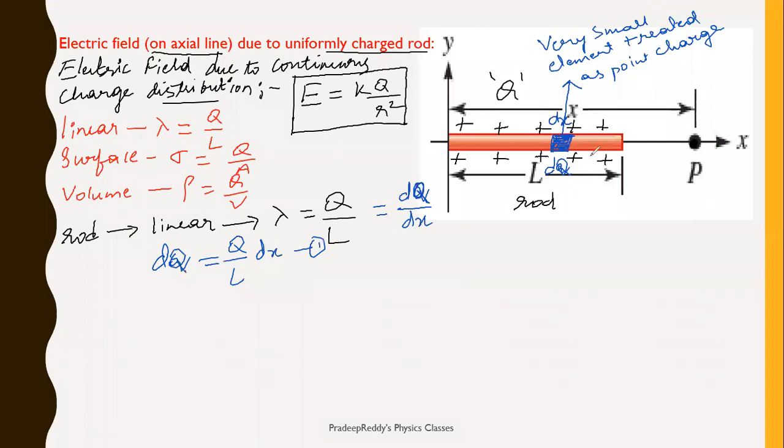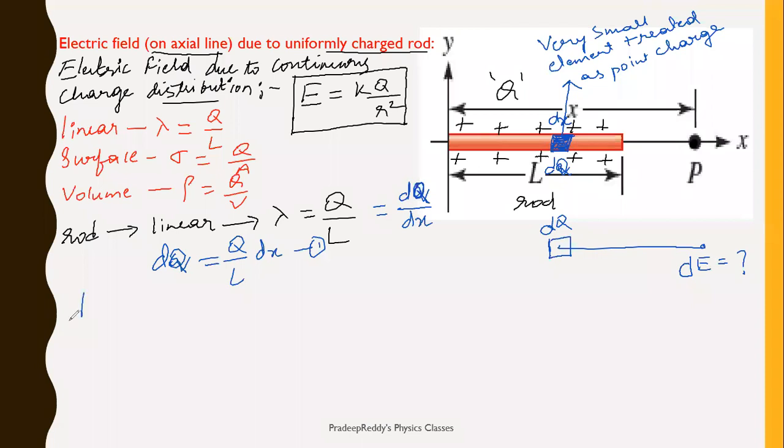Now take this very small element. I am choosing this very small element here, and upon this element the charge is dq. From this element, you want to find the electric field at this position. In order to find the electric field, as this is a very small element, the field produced due to this very small element will also be infinitely small, that is dE. Now how can I write dE?